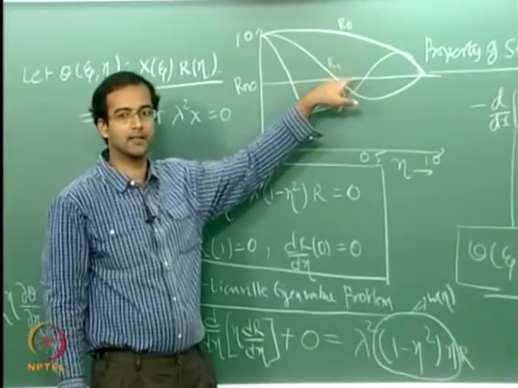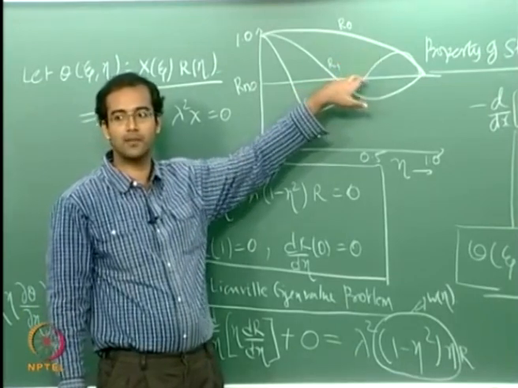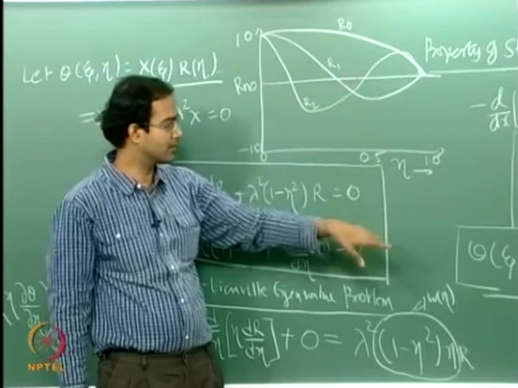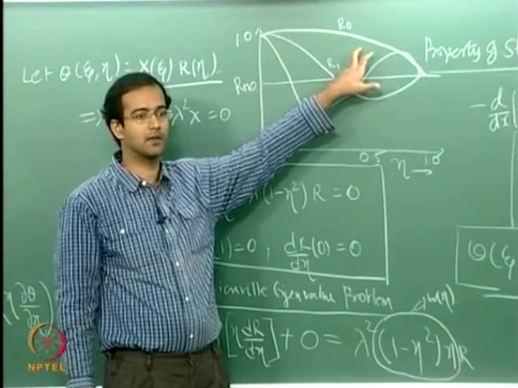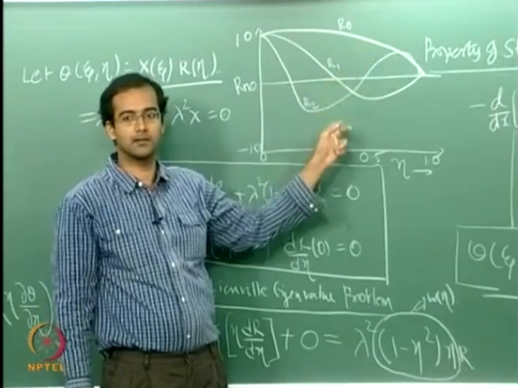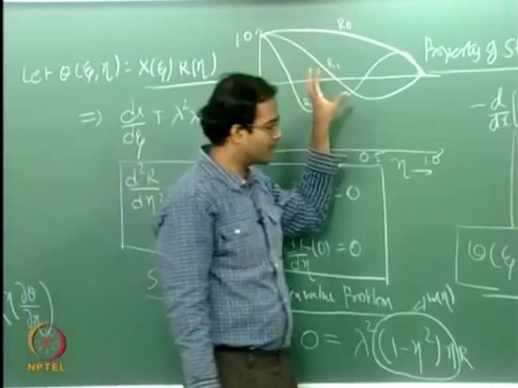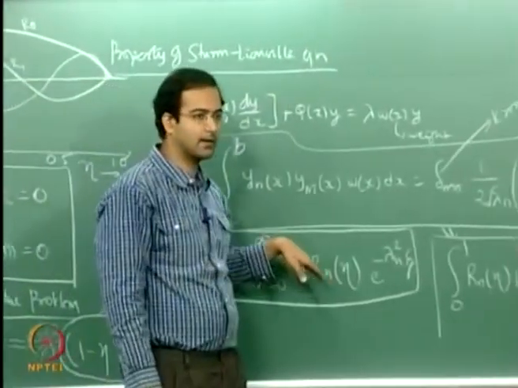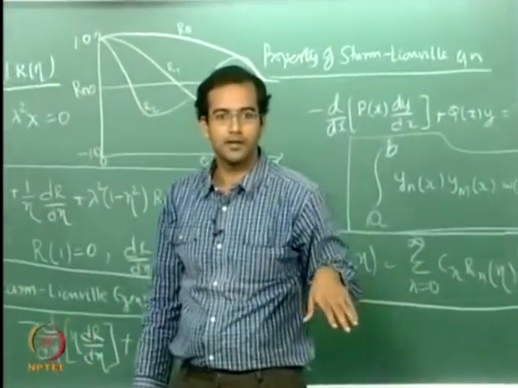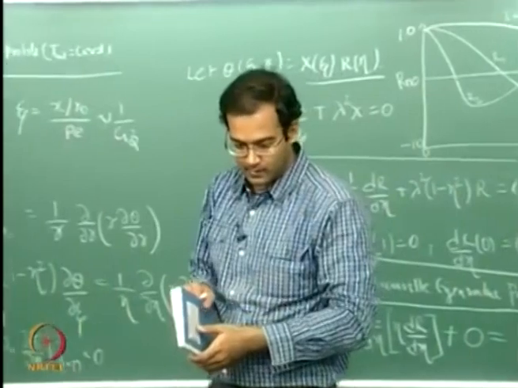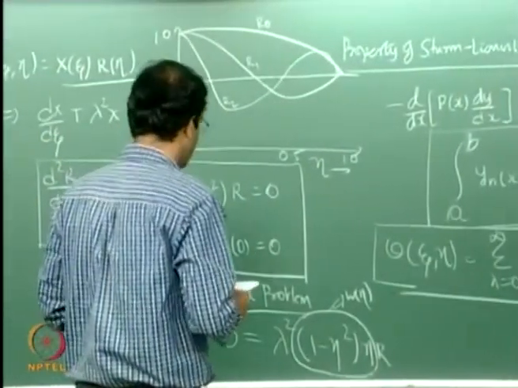For each eigenvalue, lambda 0, lambda 1, lambda 2, you substitute into the ODE and you can get the corresponding eigenfunction variation with respect to eta. So these are the first three eigenfunctions, and these are the most important ones. There are other higher order eigenfunctions, but their contribution will be relatively smaller. So when you sum them, you take only the first 3 or 4 important eigenfunctions into account.